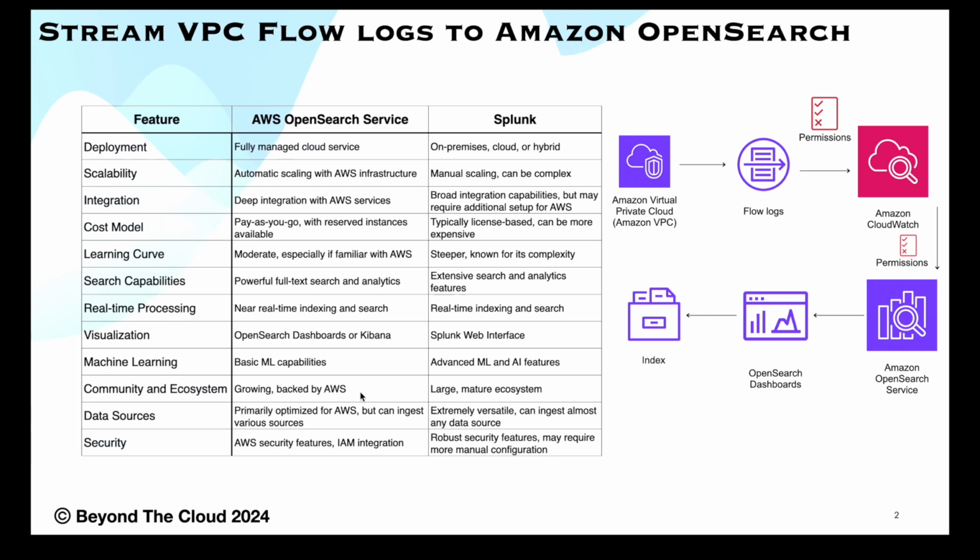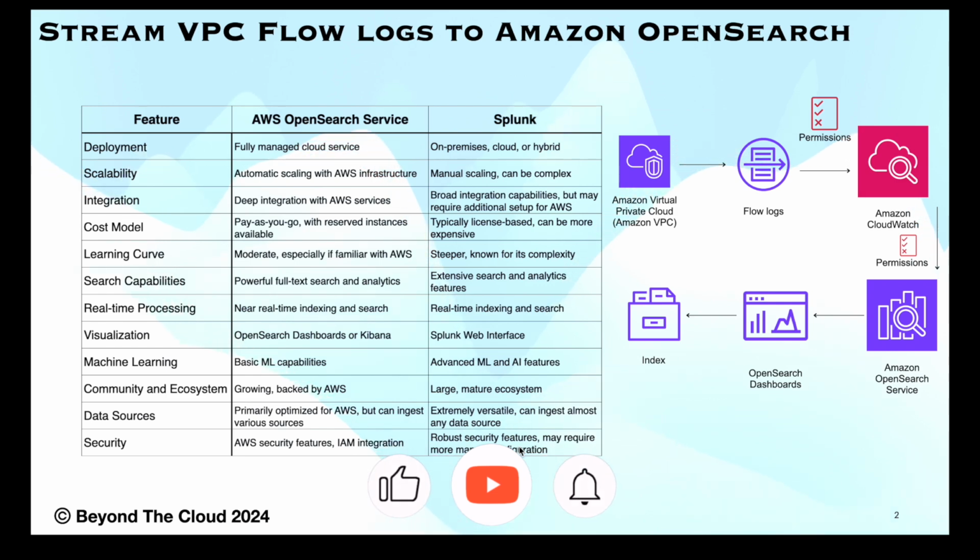OpenSearch is growing and backed by AWS, but Splunk is large and already mature. The OpenSearch data source is primarily optimized for AWS, but it can ingest various other sources as well. But Splunk is extremely versatile. Apart from AWS, it can ingest almost any data source. Security is nice. OpenSearch has AWS security features and IAM integration, but Splunk has robust security features and may require manual configuration.